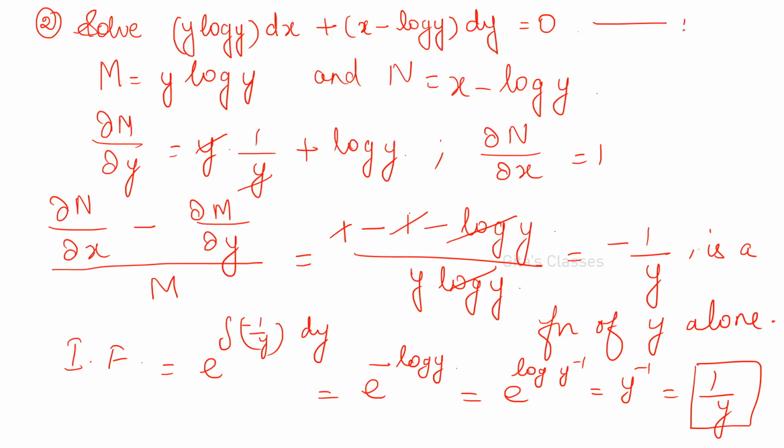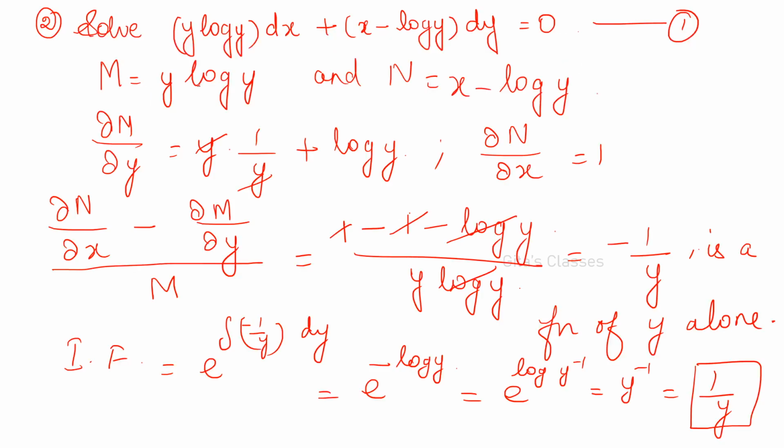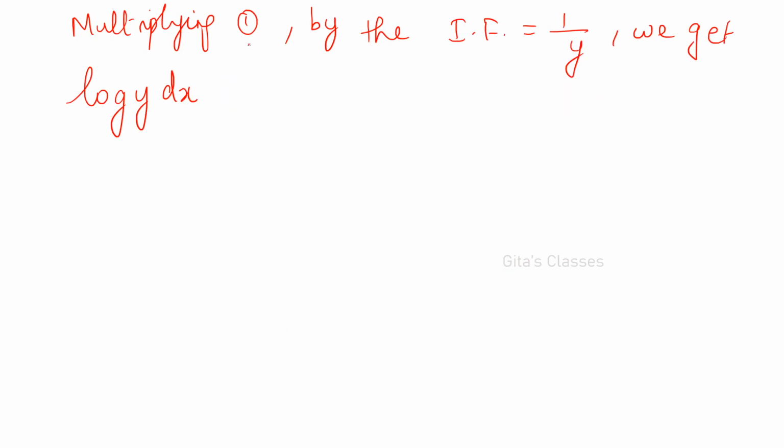Let the given equation be equation number 1. Multiplying throughout by 1 by y, the integrating factor. What is the integrating factor? 1 by y. We get log y into dx. 1 by y into y into log y is our M. Therefore, y and y will get cancelled. Plus 1 by y into x minus log y into dy is equal to 0.